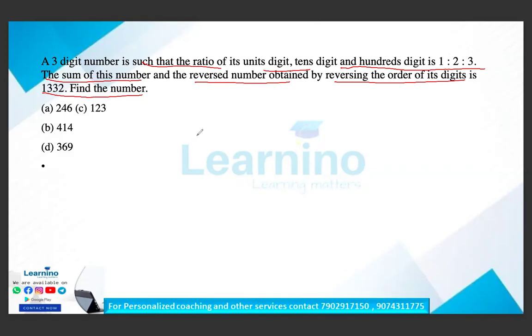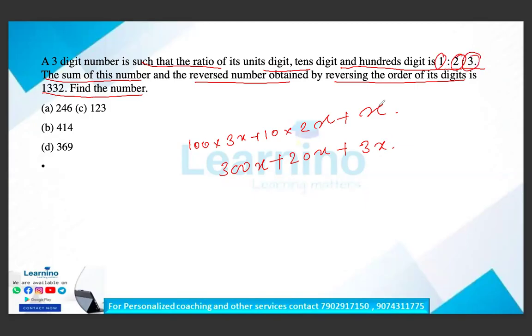Let the 3-digit number be 100 into 3x plus 10 into 2x plus x. So 300x plus 20x plus 3x, that is 100 into 3x, 10 into 2x, and 1 into x. So 323x total.